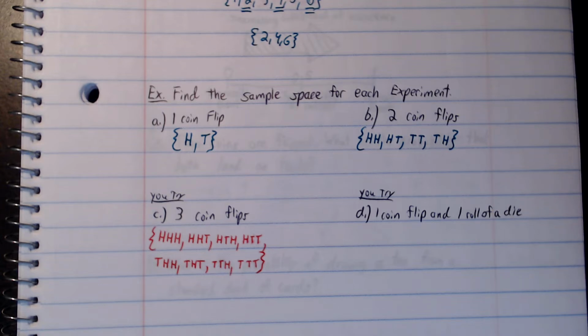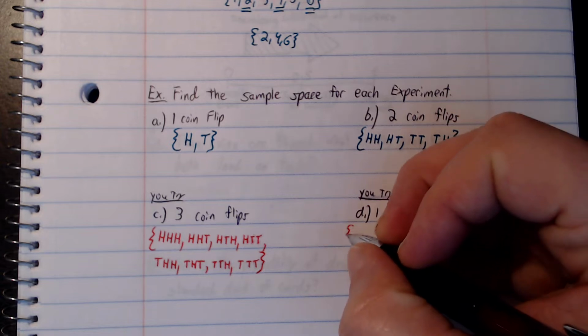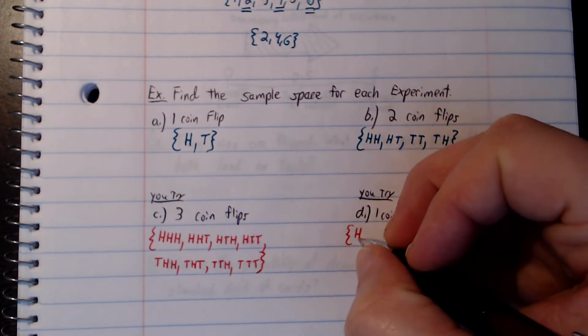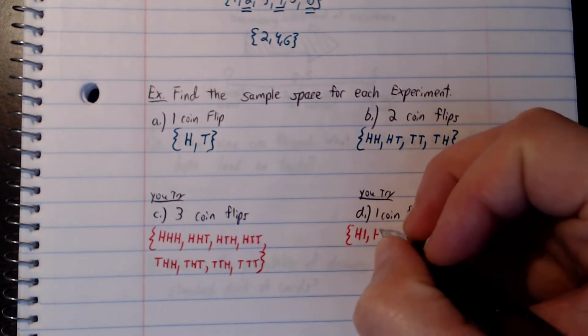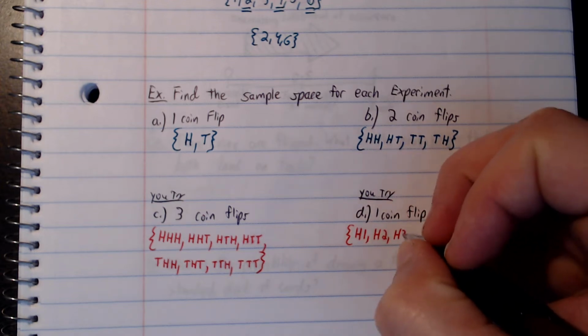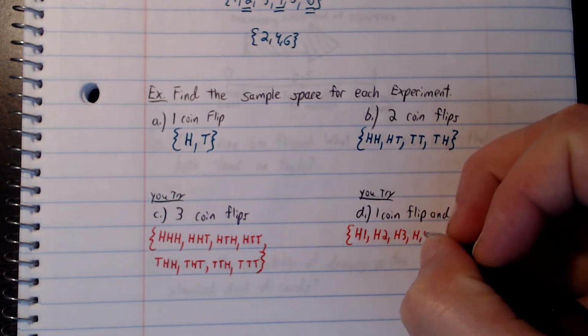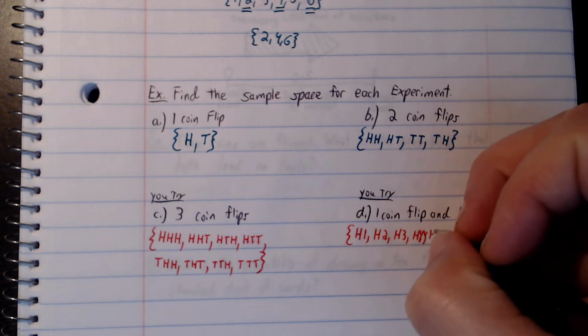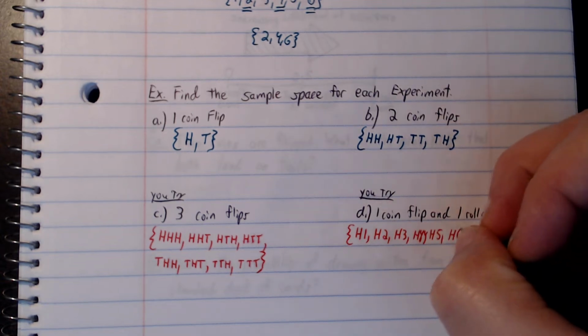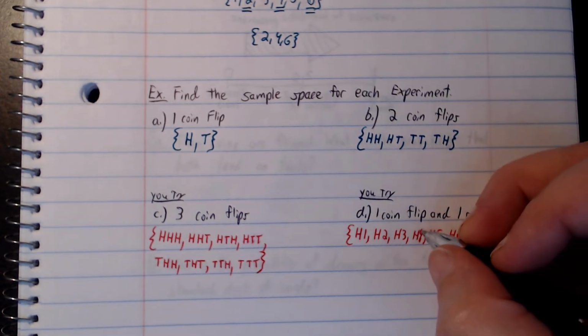What if we flip a coin and roll a 6-sided die? Okay, well, you could flip a heads and roll a 1, heads and a 2, heads and a 3, heads and a 4, heads and a 5, or you could do heads and a 6. Sorry, this is weird. That's a 4.